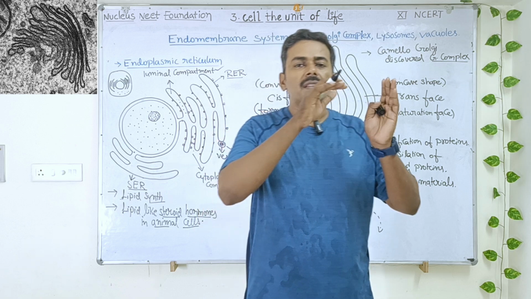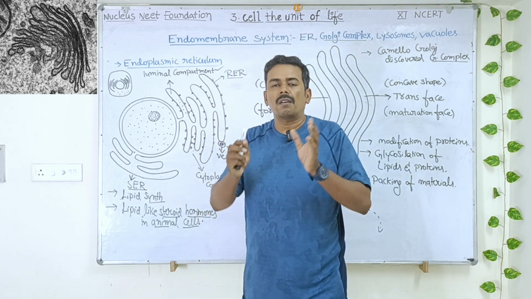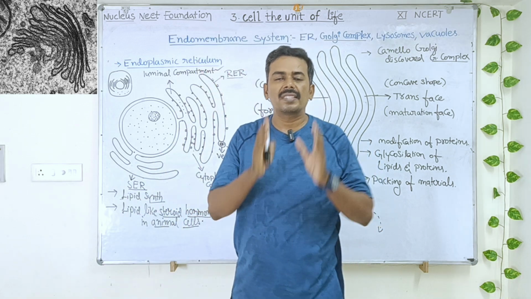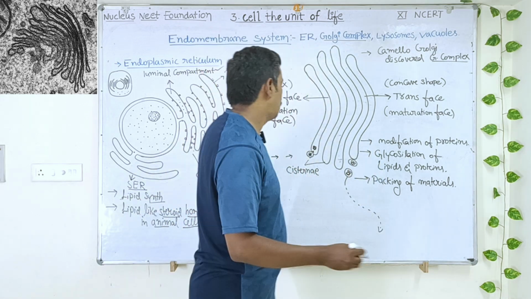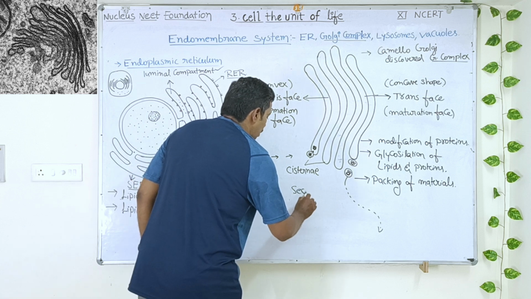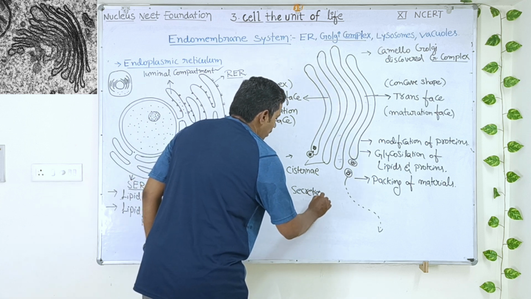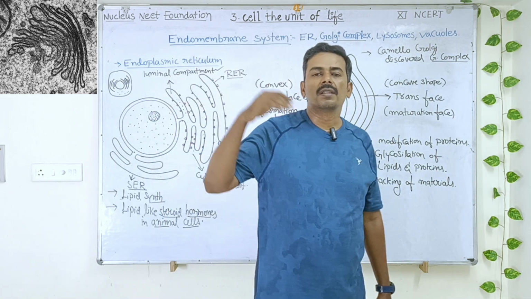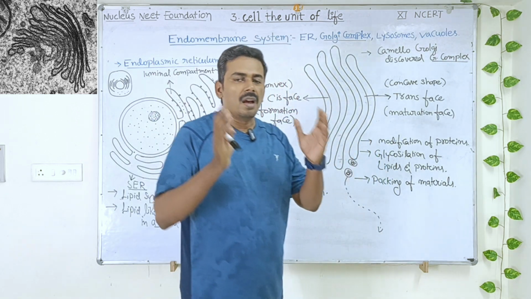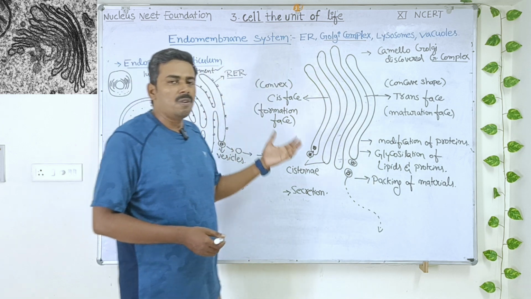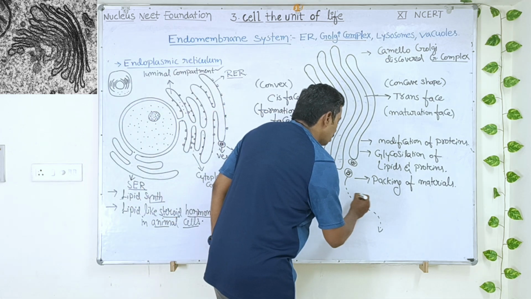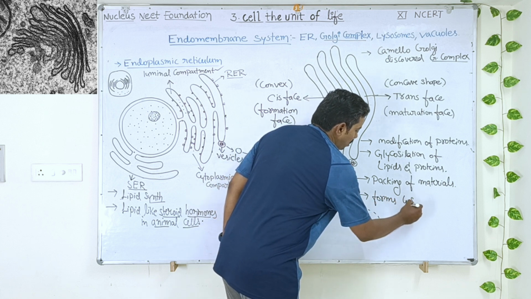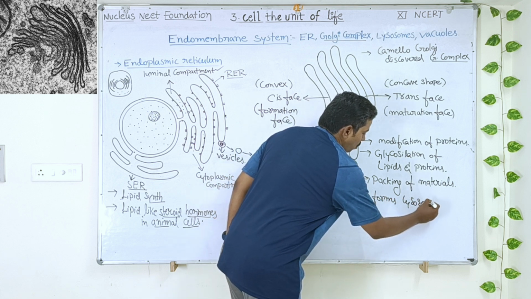Not only the material will be transported inside the cell, but also the material can be sent out of the cell. We call that process secretion. What is that process called? Secretion. Golgi complex is also involved in secretion of different materials. That means the packed materials are sent outside the cell. Understood, students? Golgi complex has one more function, that is it also forms lysosomes, cell organelles called lysosomes.